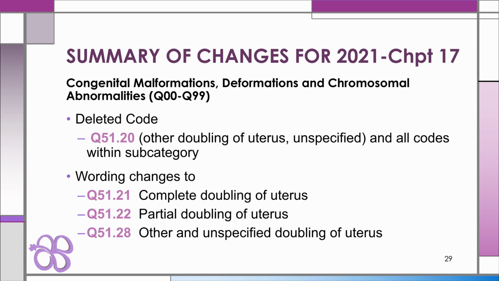Chapter 17, congenital malformations, deformations, and chromosomal abnormalities. Again, the deleted code Q51.20, doubling of the uterus, unspecified, and all codes within this subcategory were deleted. There were some wording changes to Q51.21, complete doubling of the uterus, Q51.22, partial doubling of the uterus, and Q51.28, other and unspecified doubling of the uterus.